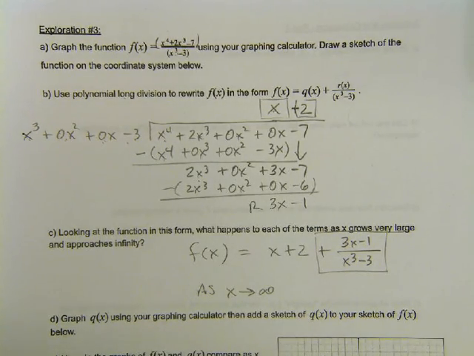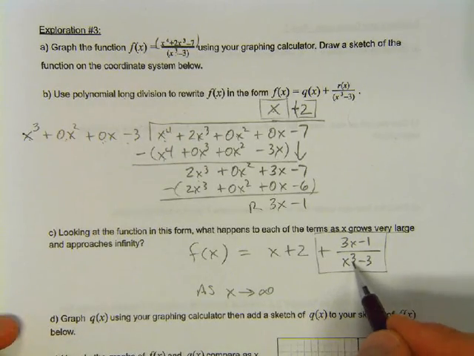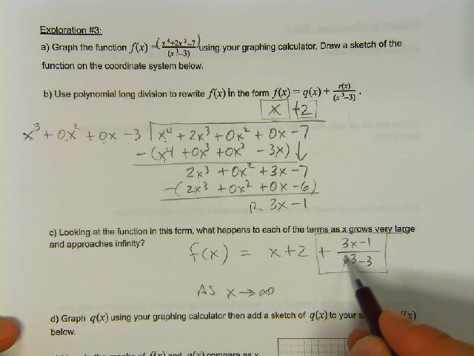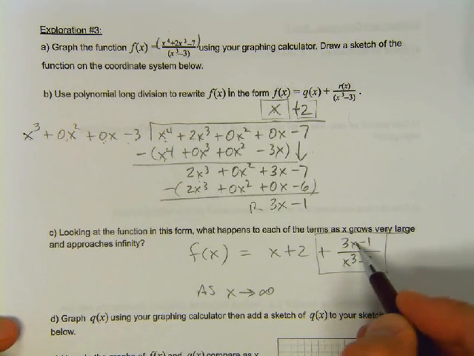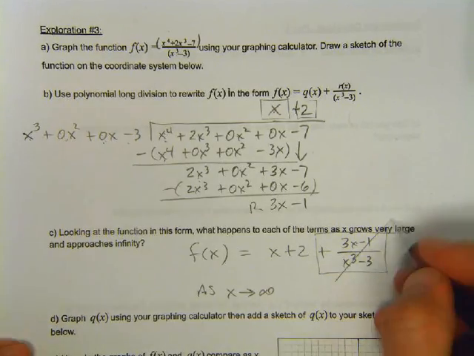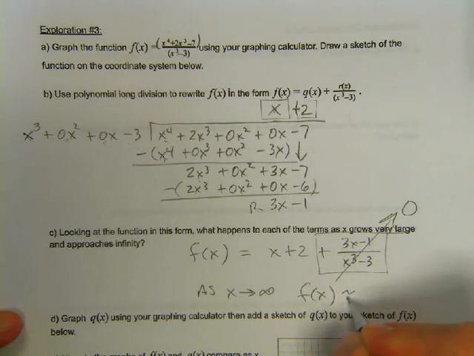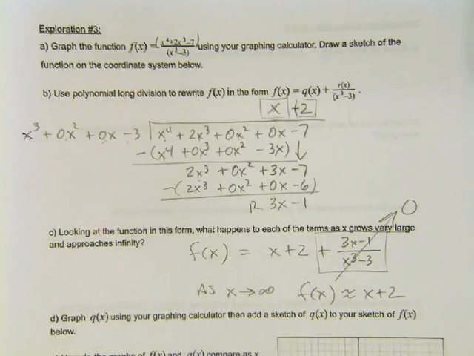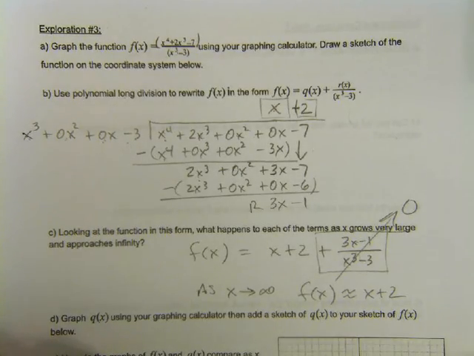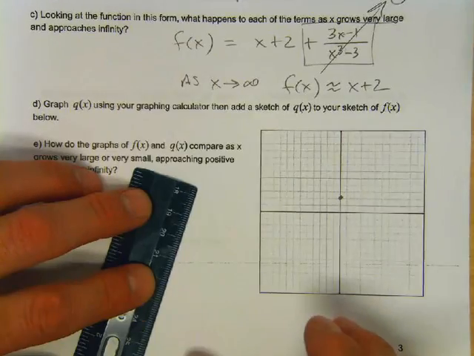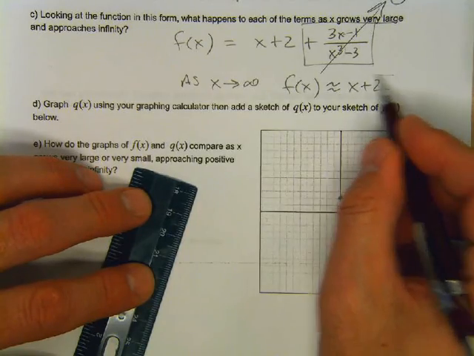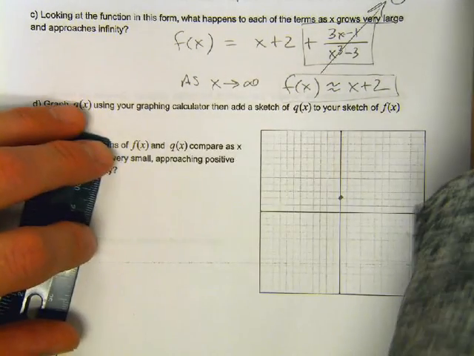What happens to that remainder as x goes to infinity? You've got a bigger degree x in the denominator. Is the denominator going to grow faster than a linear numerator? Yeah, it is. So the remainder is going to go to 0, and f of x is going to act like x plus 2. And that, mathletes, is your oblique asymptote. Let's check it out.